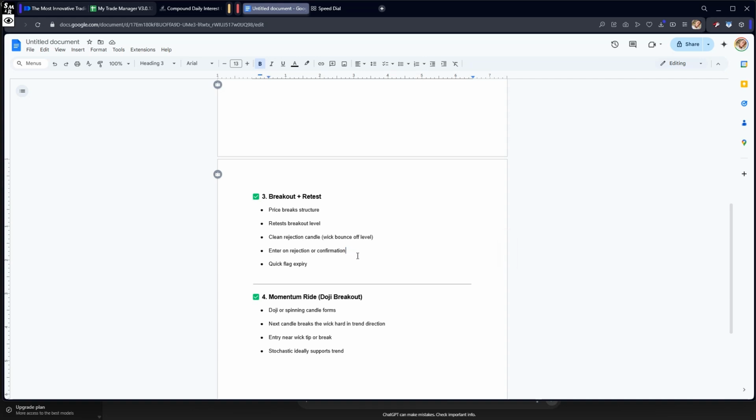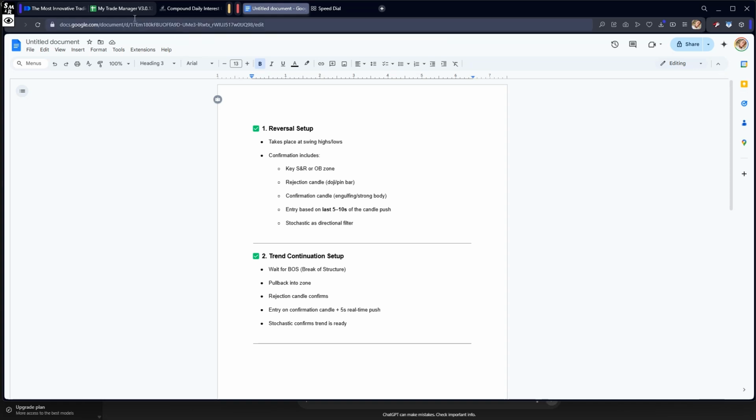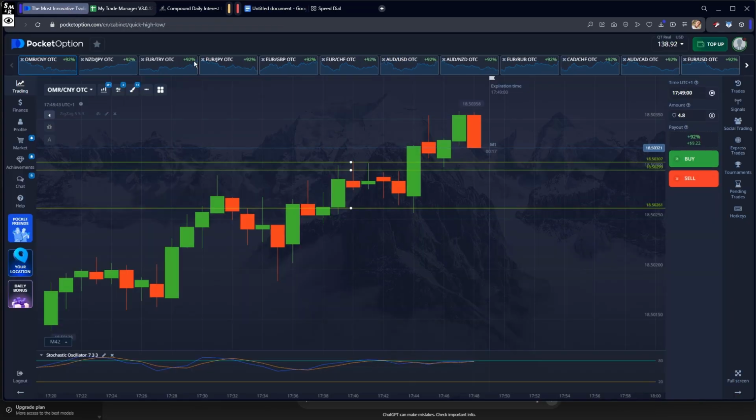So this is the entry on rejection. Just enter when you see the rejection, or enter at the candle with the flag. What about momentum, like when you see candles showing green, green, green, green, red, red, red? How to take those kinds of trades, I'll explain that tomorrow. So these are the setups I'll be taking for my $1,000 challenge.